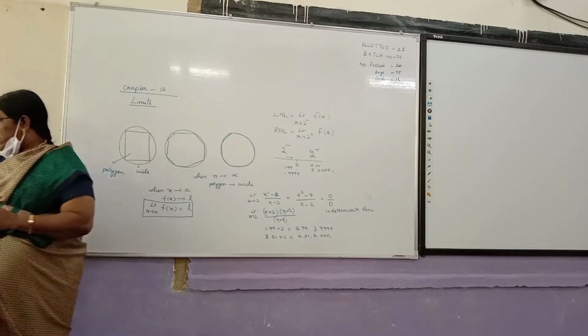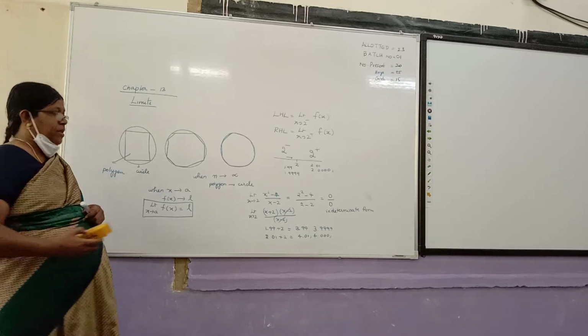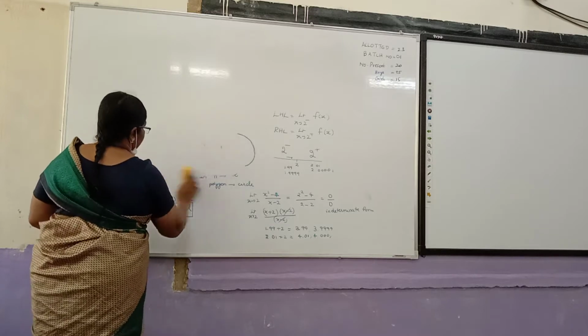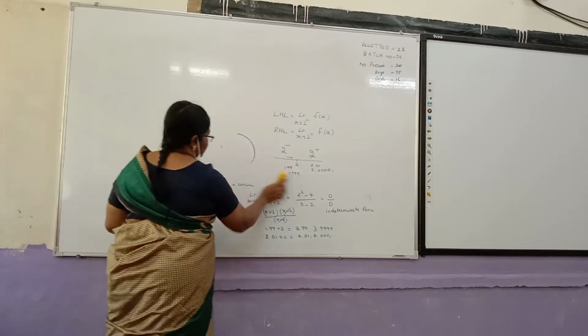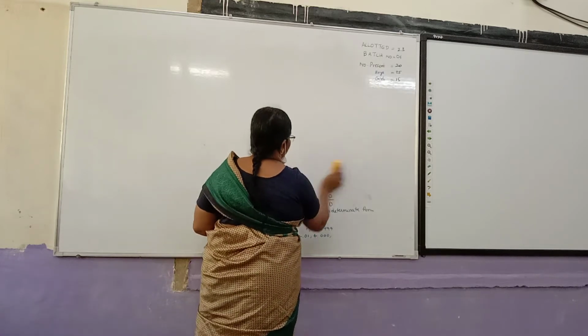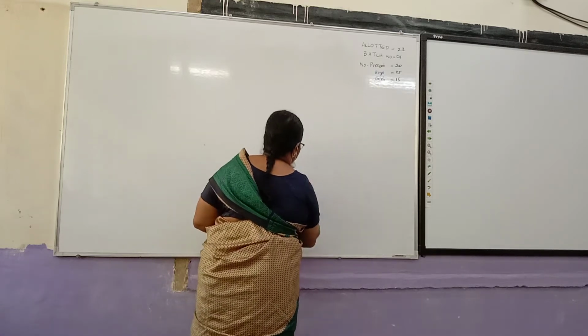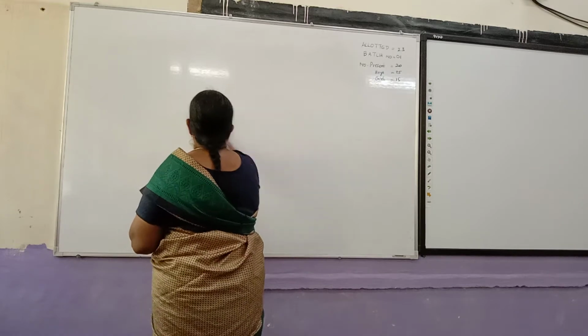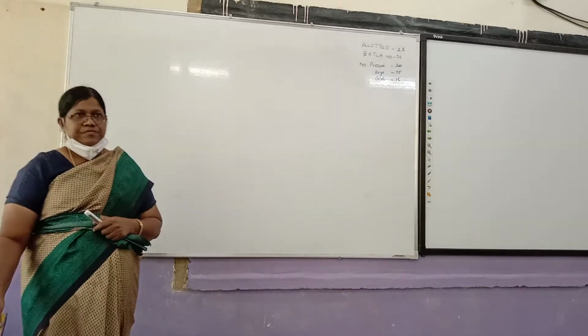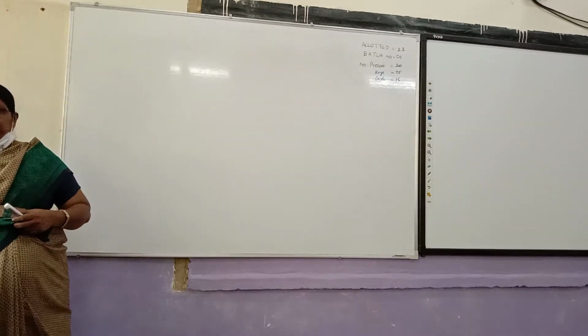Next heading we take is evaluation of limits. Number 1, direct substitution. Number 2, factorization method. Number 3, formula method.